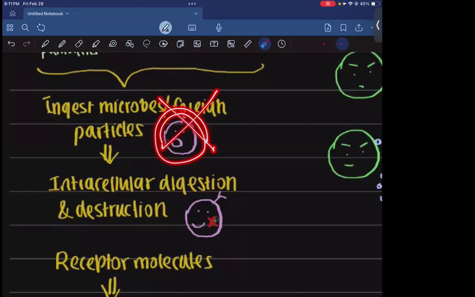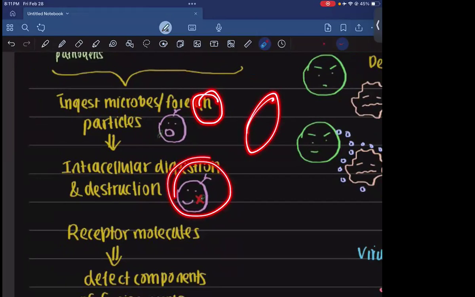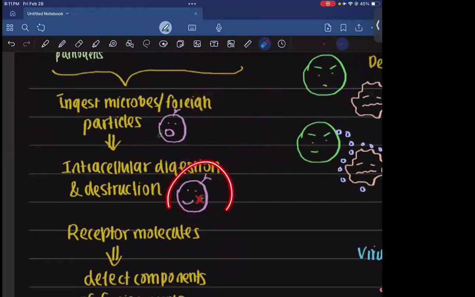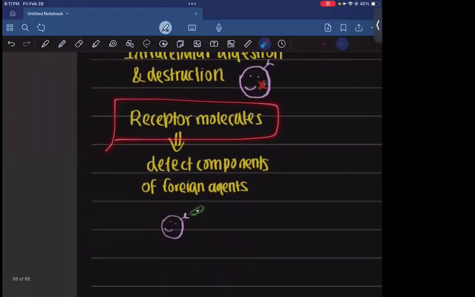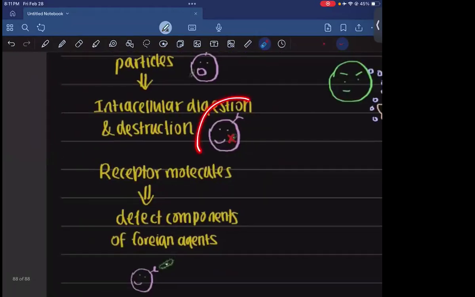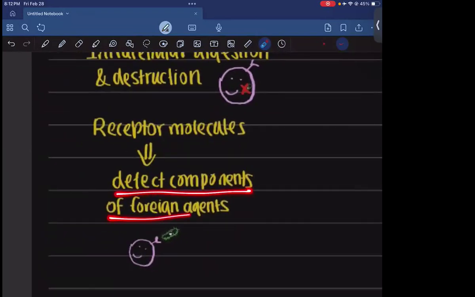So they will be taking them inside the cell and destroying them. Now, as I was saying, let's say there is a normal body cell and a bacterial cell. How will this neutrophil know which one to destroy? That is because neutrophils and macrophages have receptor molecules in them. Receptor molecules are present in these phagocytic cells. So what will these receptor molecules do? They will be detecting the components of the foreign agent.